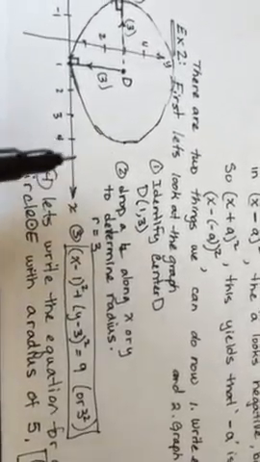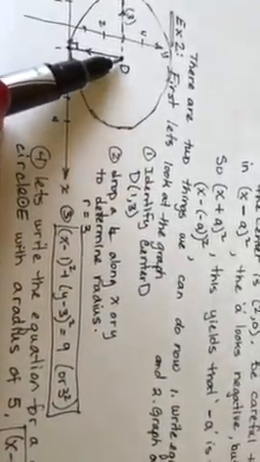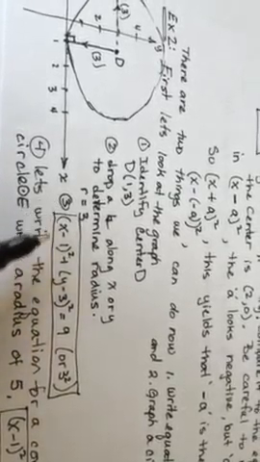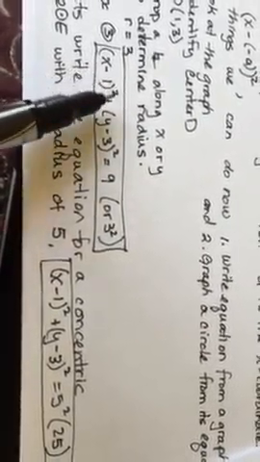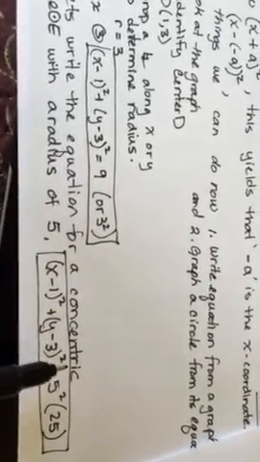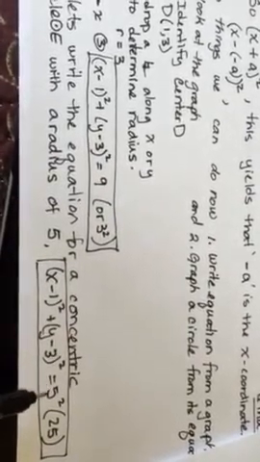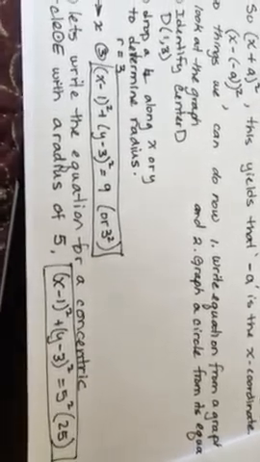Well, that's very good. Now let's write an equation for a concentric circle called E with a radius of 5. Well, concentric means it has the same center. So none of this part of the equation will change. The only thing that changes is the radius. So here we go. x minus 1 quantity squared plus y minus 3 quantity squared equals, well, now our radius is 5. So 5 squared, which is 25.